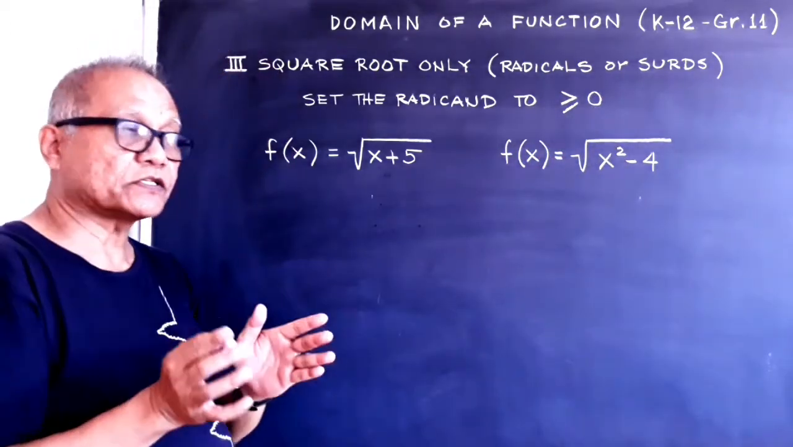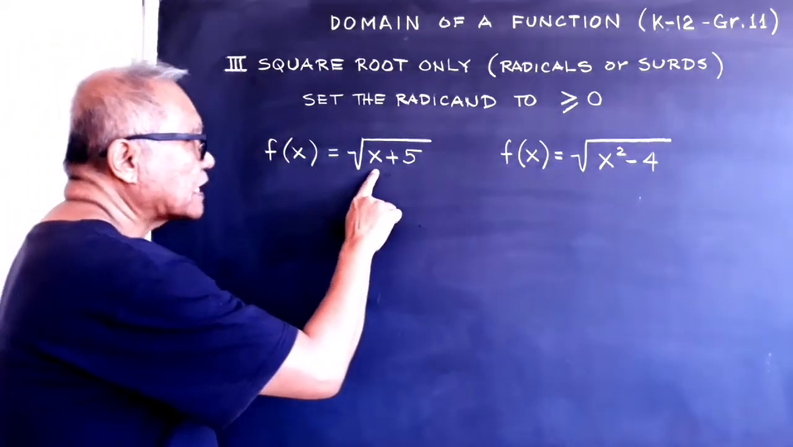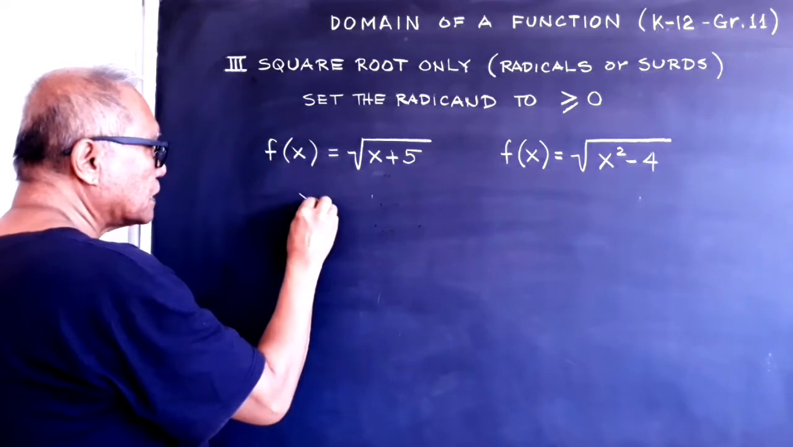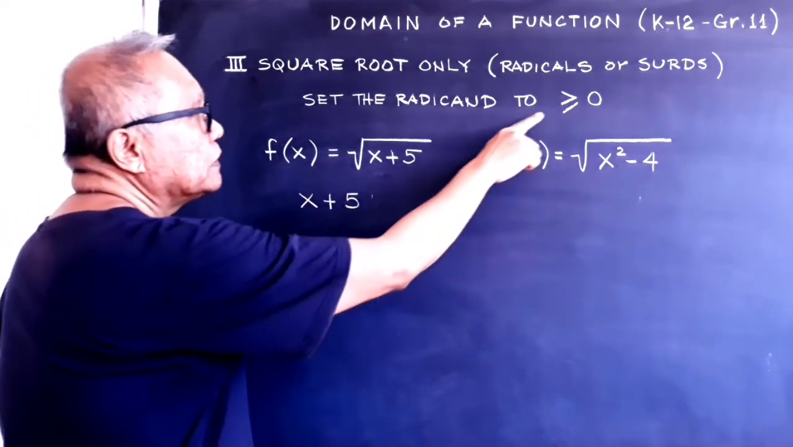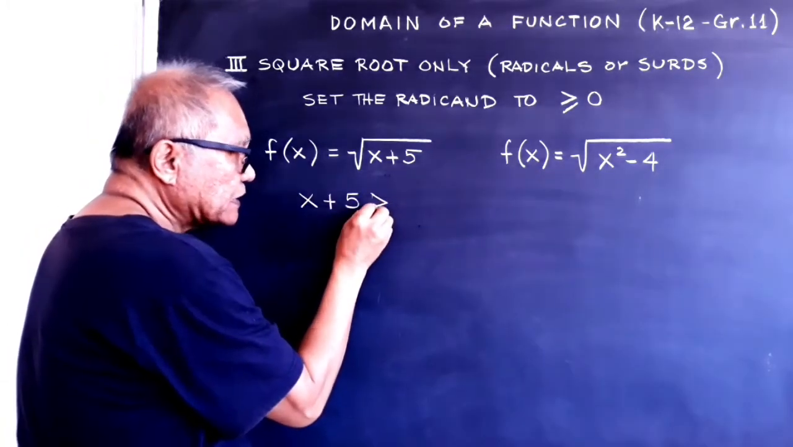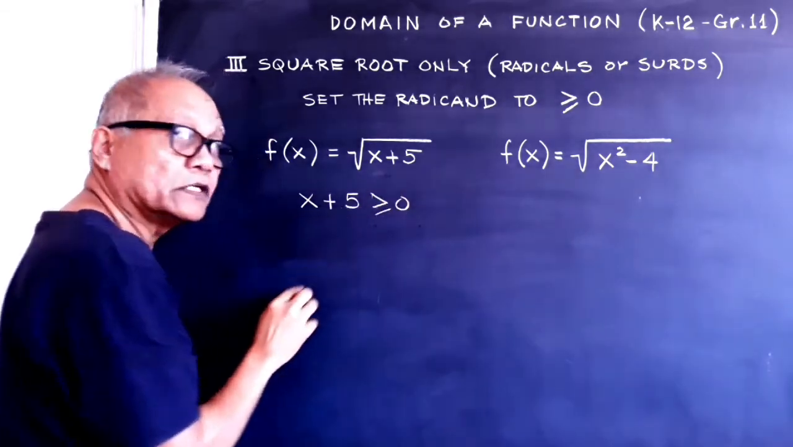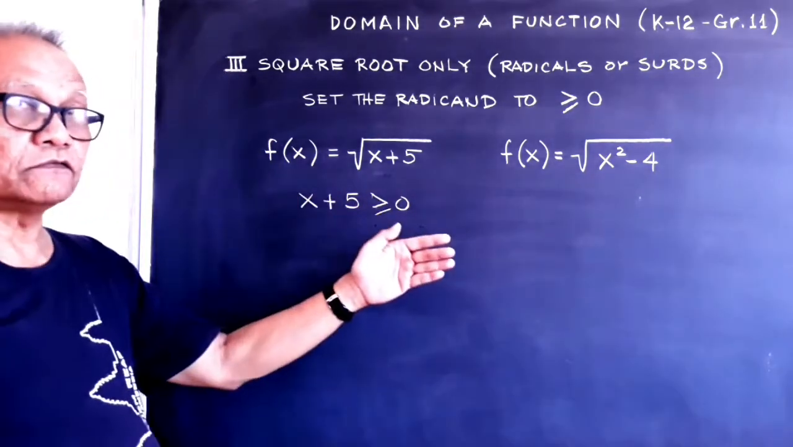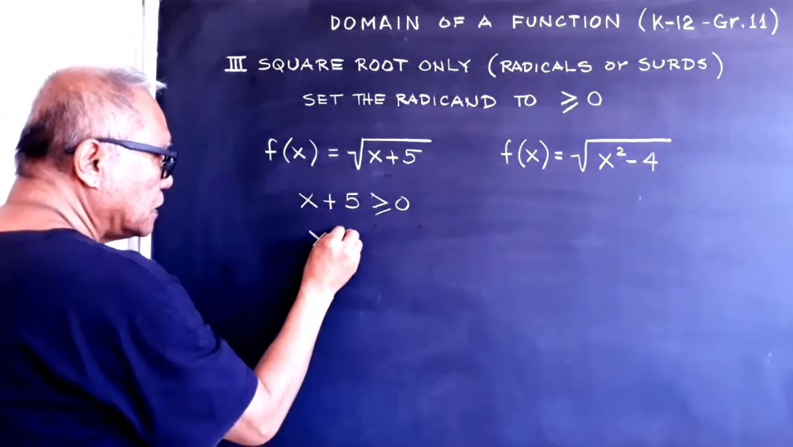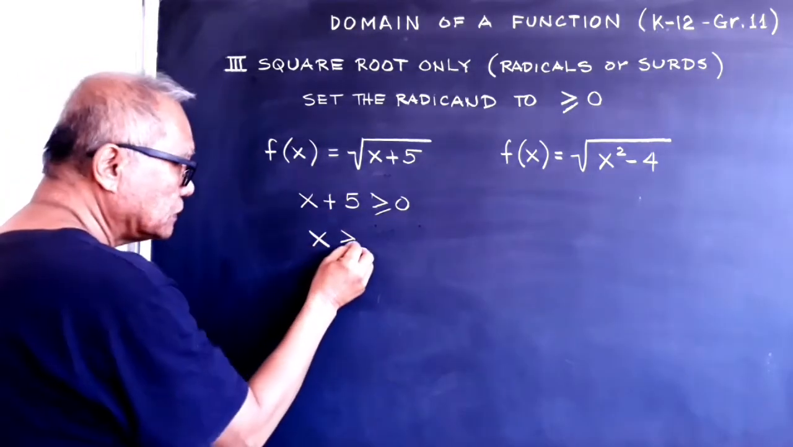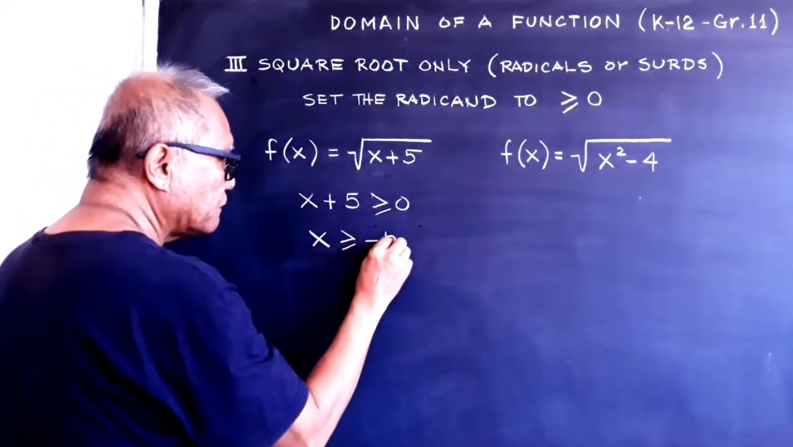So we have two examples here. One is here, the other one is there. So let's take the radicand here, x plus 5, and then it must be greater than or equal to 0. Then we solve. We transpose this one there. So x is greater than or equal to negative 5.